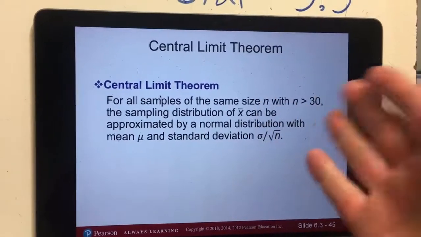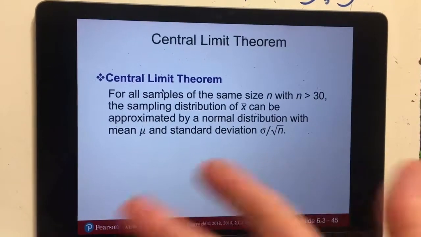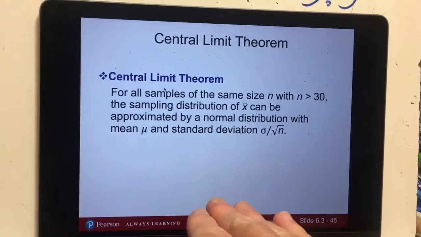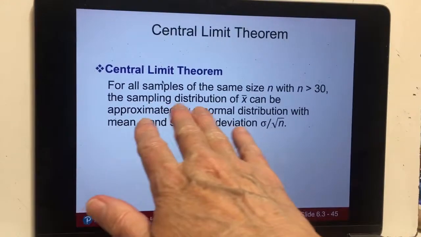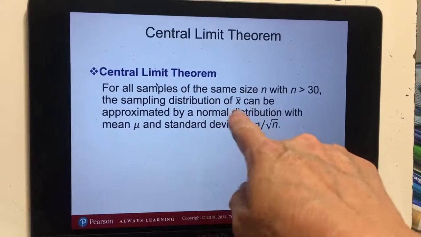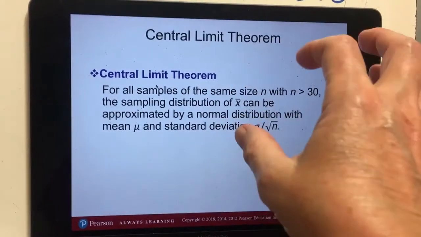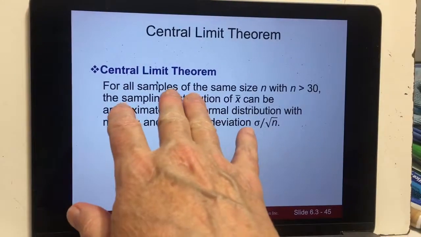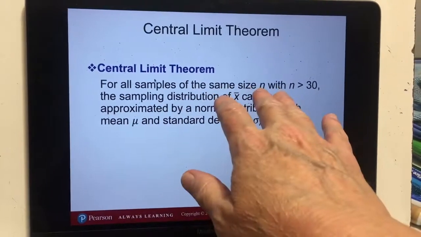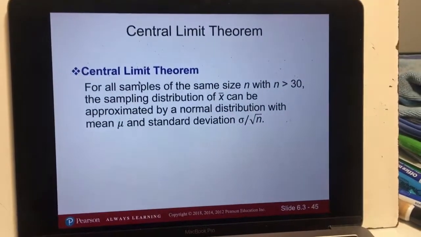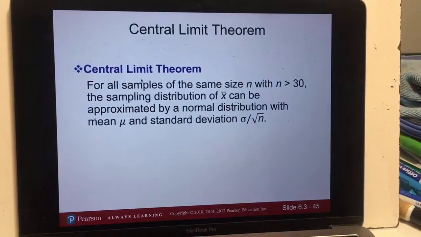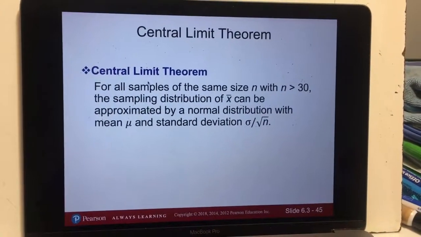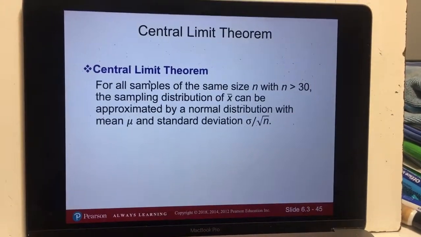Okay, so remember in 6.3 we talked about what is the sampling distribution. So now the central limit theorem is talking about the sampling distribution of the mean. And x bar is the mean of each individual sample. Okay, so we're taking all samples of the same size n. Remember the thought with the sampling distribution was that the process of taking the samples was ongoing and continuous.